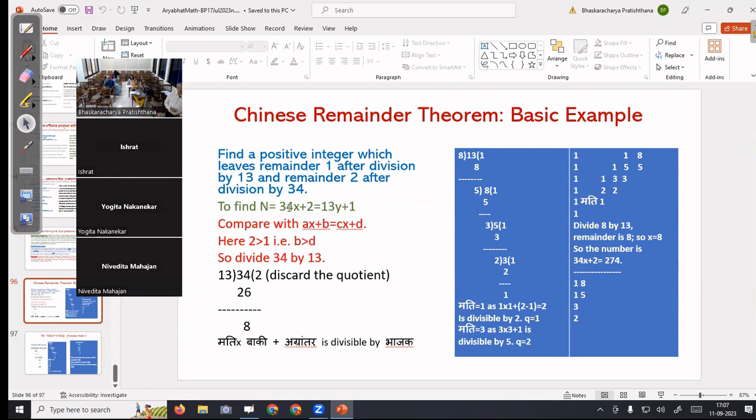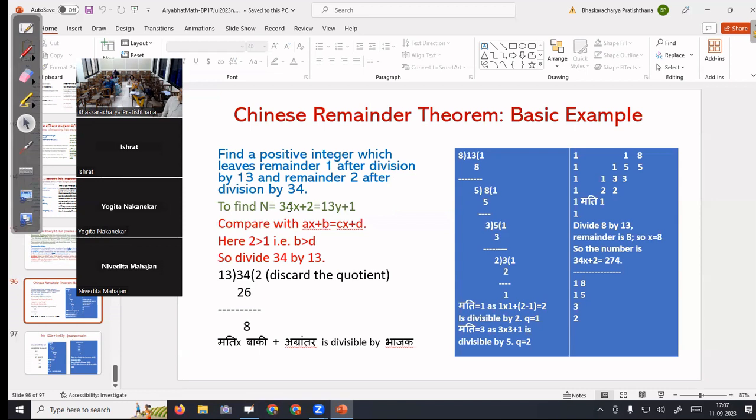So, here 2 is larger than 1. Remainder 2 is larger than 1, B bigger than D. So what should you do? You should divide 34 by 13.